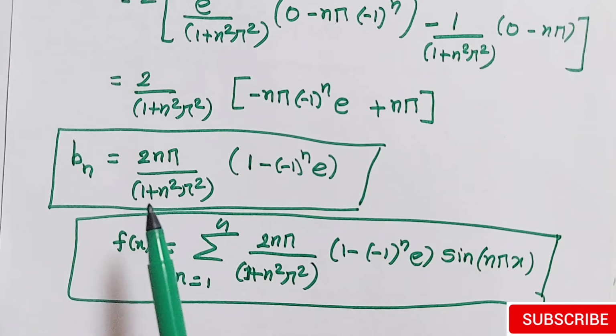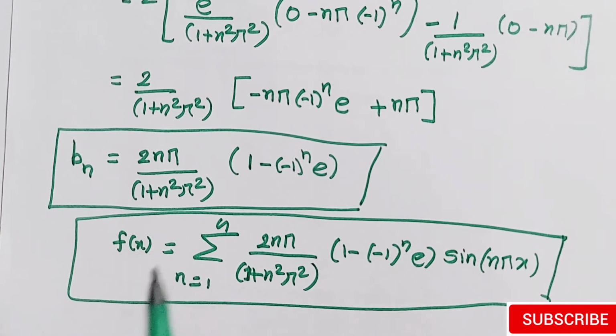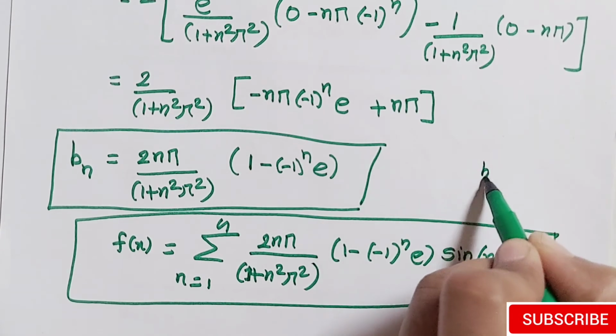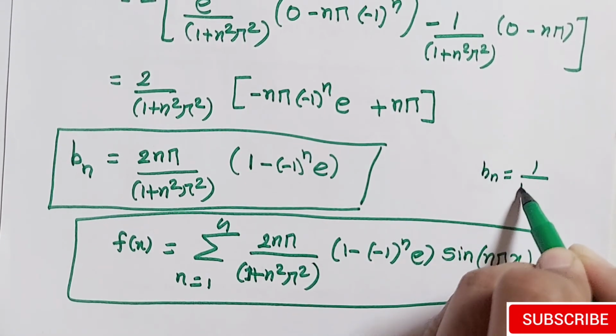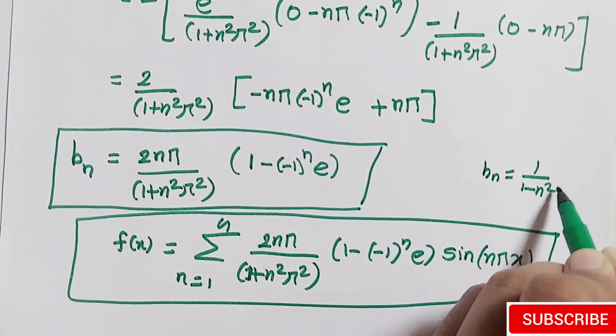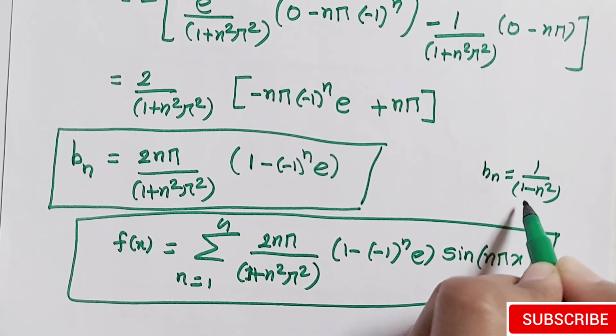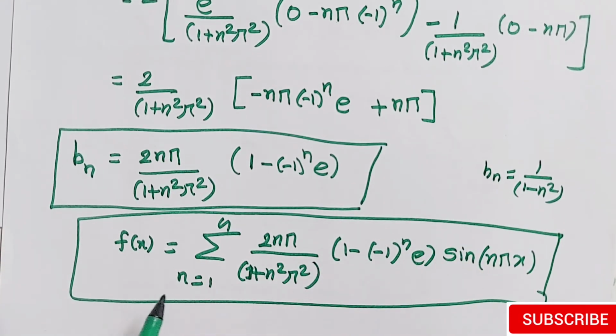To avoid the not defined case, you must check this value. That means sometimes you may get the value of Bn in the form of 1 minus n square. Now this term is 0 for n equals 1 because our n starts from 1.